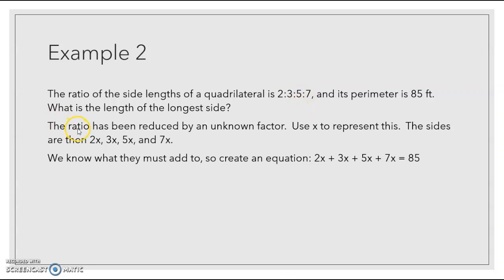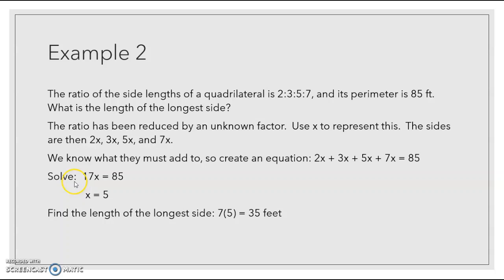Okay, so what I did is I said that the ratio was reduced by an unknown factor. So I used x to represent that factor. So I said the sides are going to be 2 times x, 3 times x, 5 times x, and 7 times x. Now, we know that to get perimeter, we had to add these. So I made an equation that says 2x plus 3x plus 5x plus 7x equals 85. Now let's see how to solve that equation.